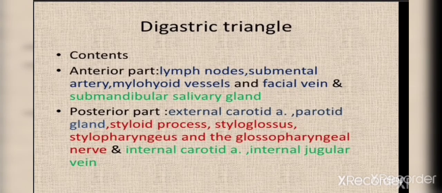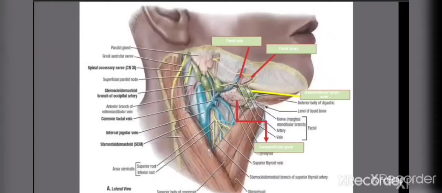Then the contents of the submandibular triangle. In the anterior part we have some lymph nodes, submental artery, mylohyoid vessels, facial vein, submandibular salivary gland, and in the posterior part we have the external carotid artery, parotid gland, styloid process, styloglossus muscle, stylopharyngeus and the glossopharyngeal nerve, internal carotid artery and the internal jugular vein. So in the diagram we have summarized all the contents of the digastric triangle.